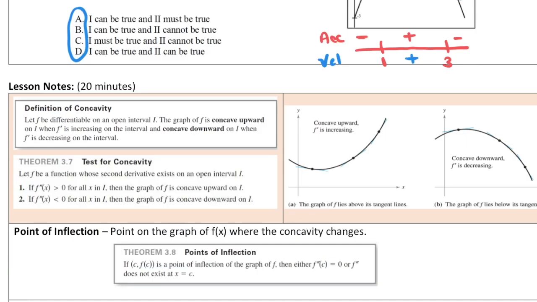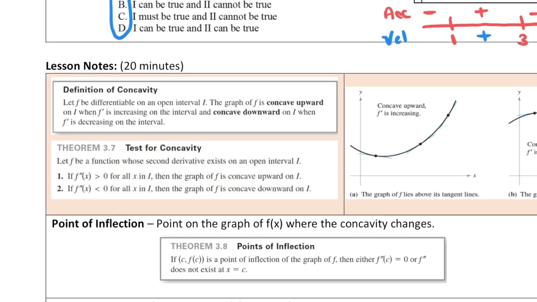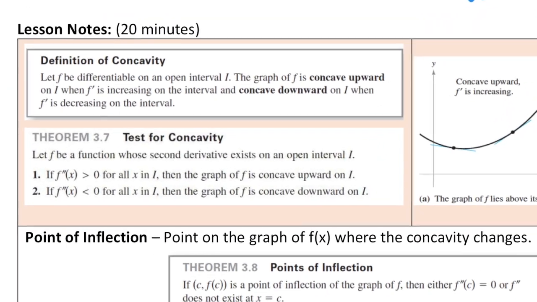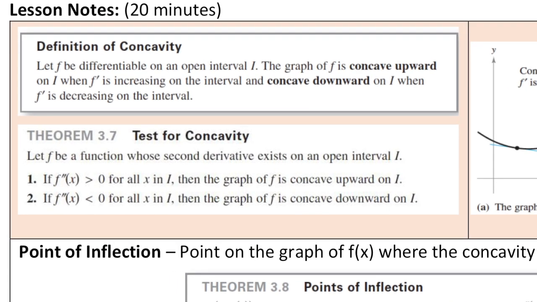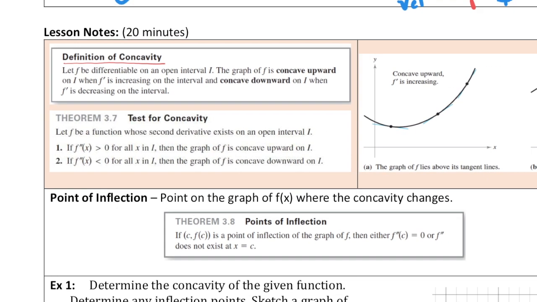As you recall, the first derivative of a particle motion problem had to do with velocity. The second derivative has to do with acceleration. Now, just thinking about the graph of a function, the second derivative will give us details about the concavity of a function. So the concavity of a function is the curvature of a function.